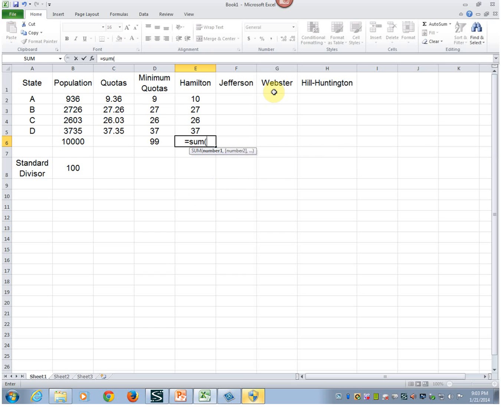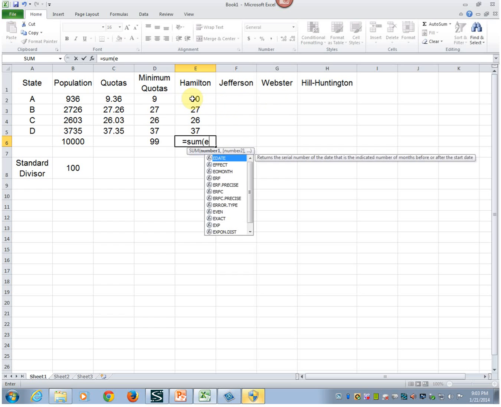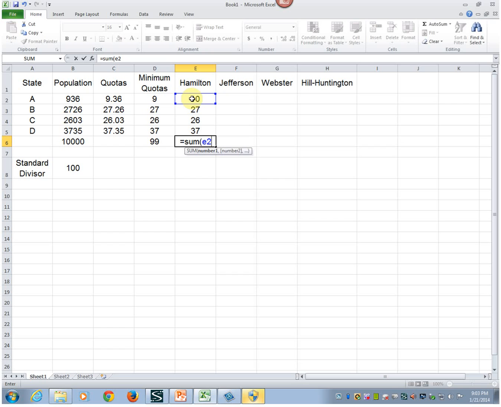So I have been clicking and dragging to highlight. You don't have to do that. You can tell it E2, that's where you want to start, colon, E5, and that will do the same thing. It will add them up for you. And we have apportioned our 100 seats.